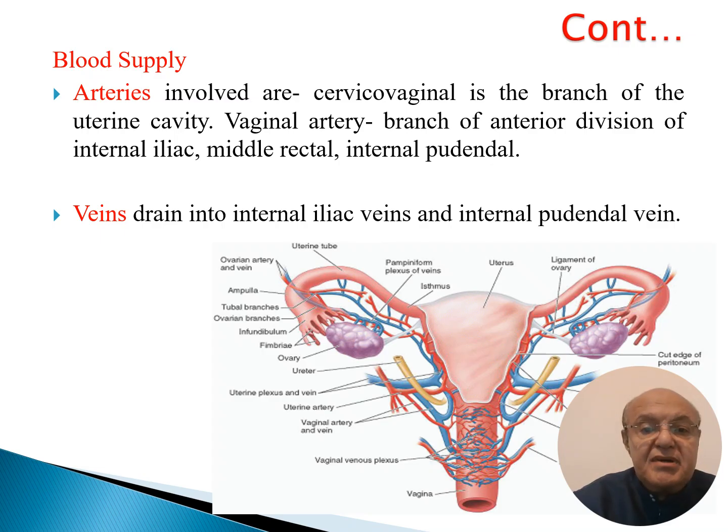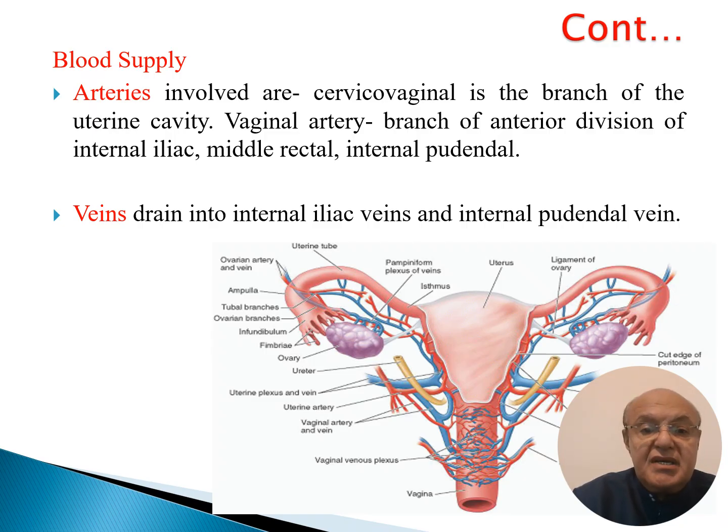The blood supply of the reproductive organs comes mainly from the internal iliac artery, with its branches.